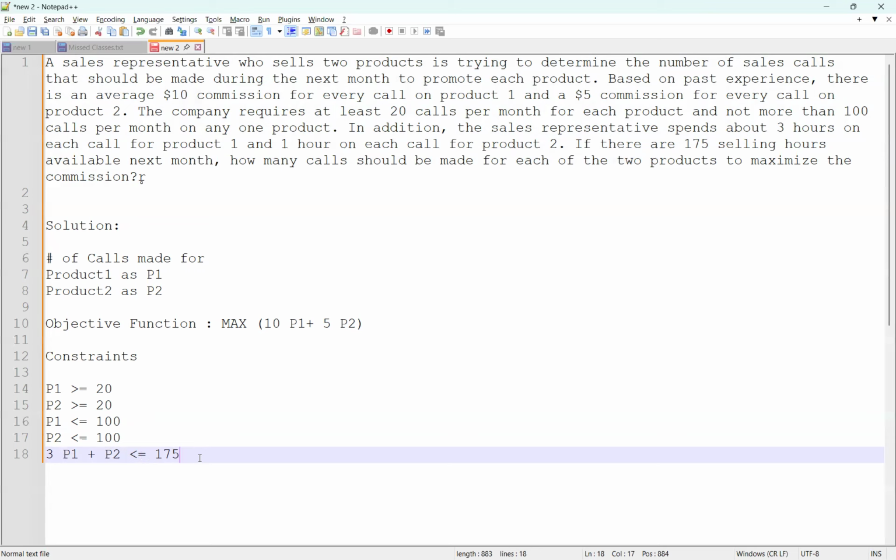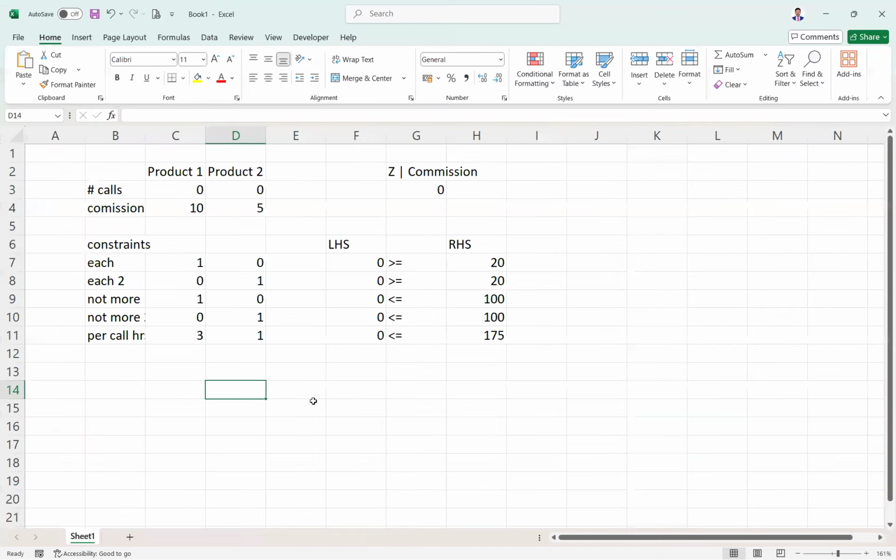it. When we bring the same to Excel, we have already entered it: product 1, product 2. These are our variables, number of calls, commission for each product. Then for each lower value, we have taken 100 and another for not more than 100, so that each is at least 20 and at most 100, then 3 and 1 for 175.